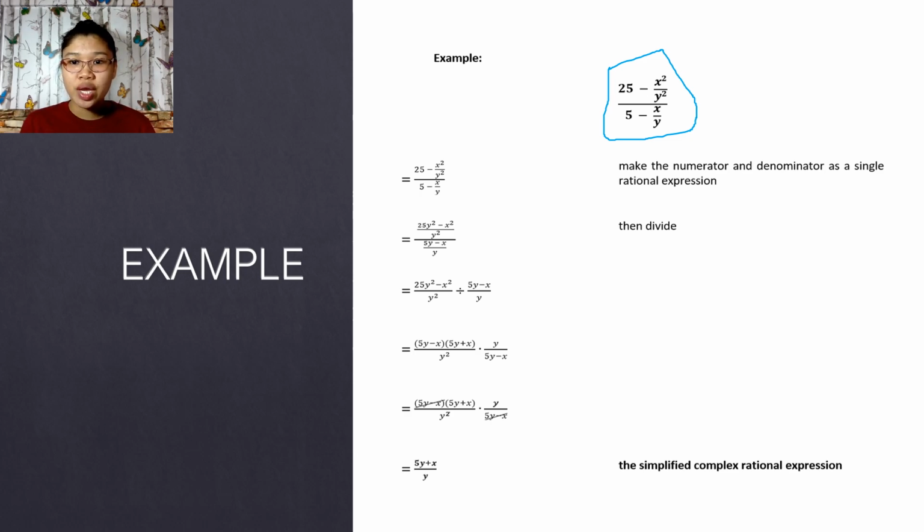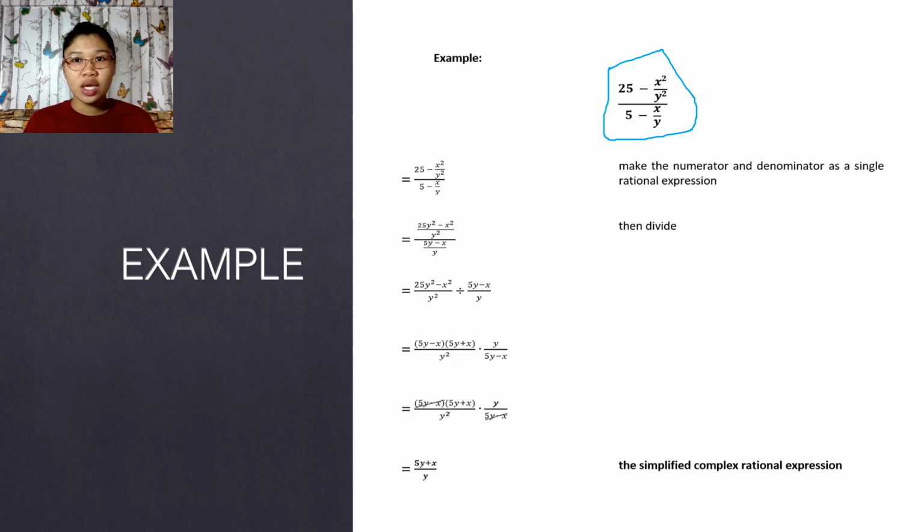First thing to do is make the numerator and denominator a single rational expression. How to do that? First, you assume 25 as 25 over 1 and then get their LCD, which is y squared. And then for the denominator, wherein we have another rational expression x over y, we assume 5 is 5 over 1 also, and then get the LCD, which is y. Then simplify it, and once you are done, divide it.